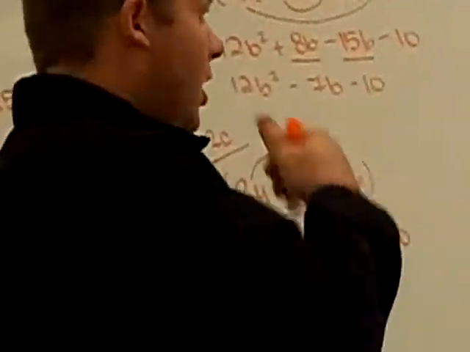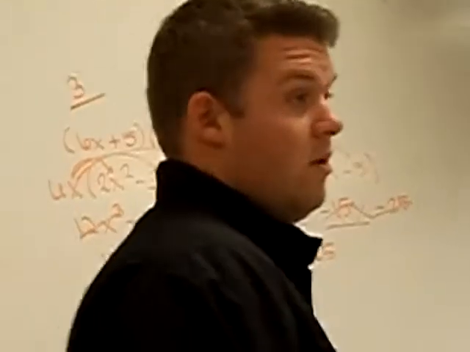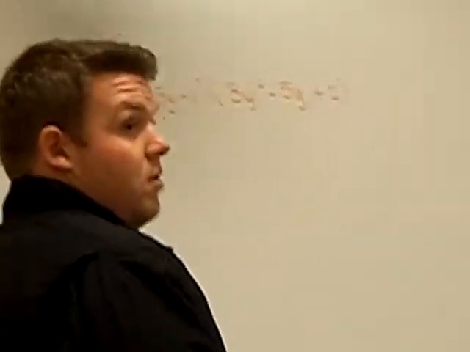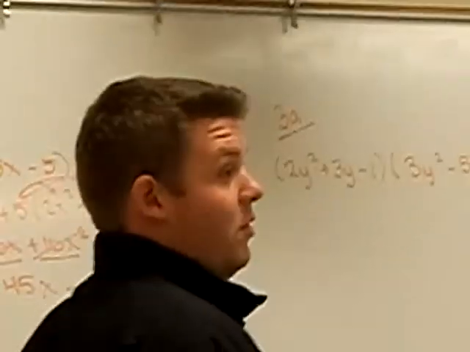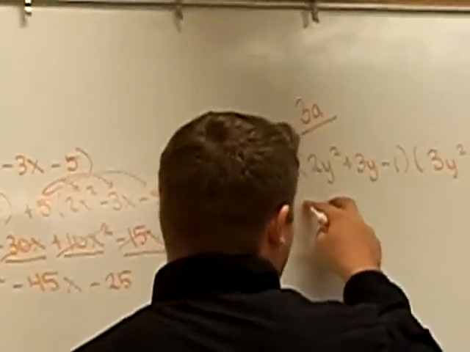Good. All right, next one. If you look over here, okay, what happens if you have two trinomials? Well, you do the exact same thing that we did right here. We take every term in the first trinomial and multiply it by every term in the second trinomial. Okay, what's the first term of this trinomial? 2y squared. Well, I'm going to take this 2y squared, and it's going to go by every term over here.